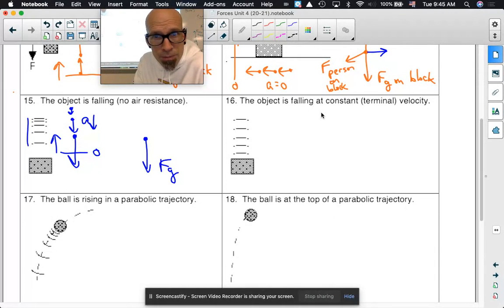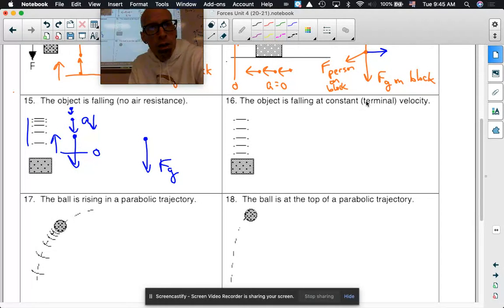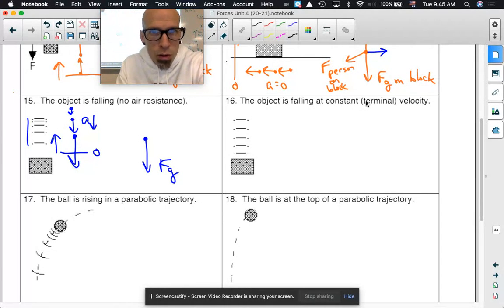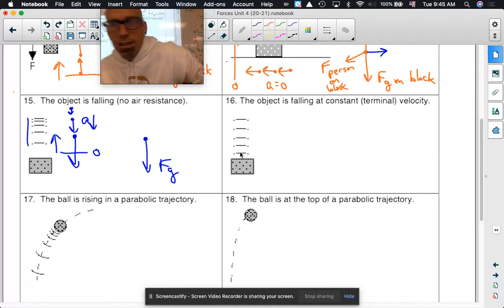16 here. This says it's falling at a constant or terminal velocity. Now, terminal velocity is a term used for objects that are free falling. Does anyone know what's terminated? What gets terminated when you reach terminal velocity? I want you to look at the motion here. It's showing you motion lines that are equally spaced, which means this block is now traveling how?